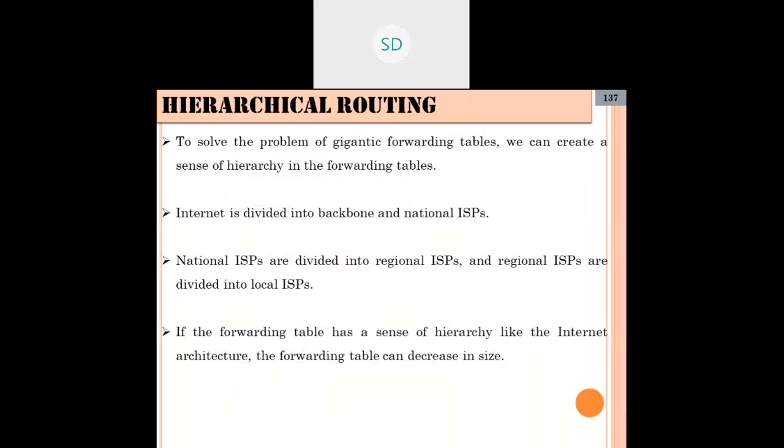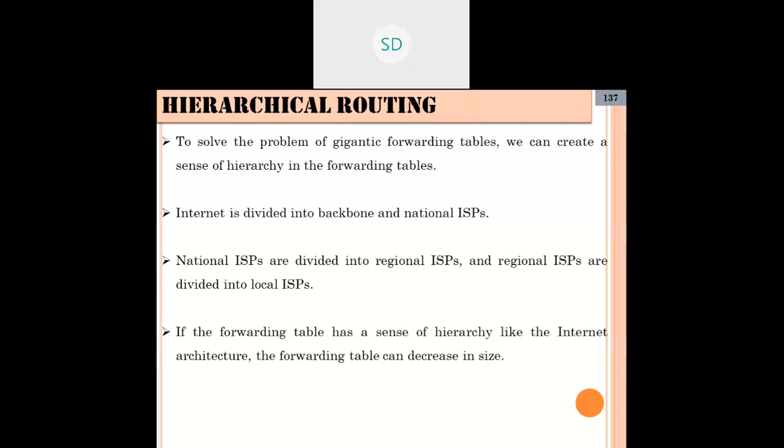The next concept is hierarchical routing. It solves the problem of a gigantic forwarding table. As the number of hosts in the router increases, the table size also increases, and the time required for mapping each incoming packet also increases. To avoid this, we can create a sense of hierarchy in the forwarding tables.